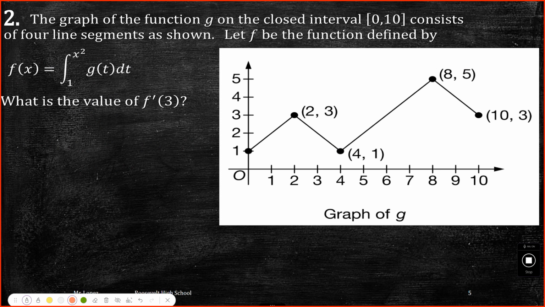Problem 2 here. The graph of the function g on the closed interval from 0 to 10 consists of 4 line segments as shown. Let f be the function defined by f of x is equal to that. What is the value of f prime of 3?